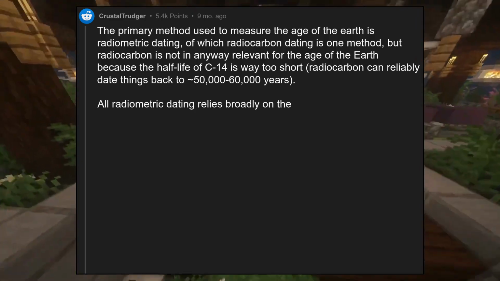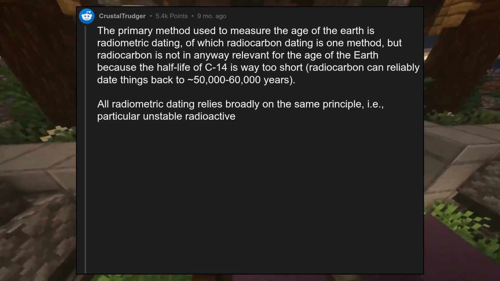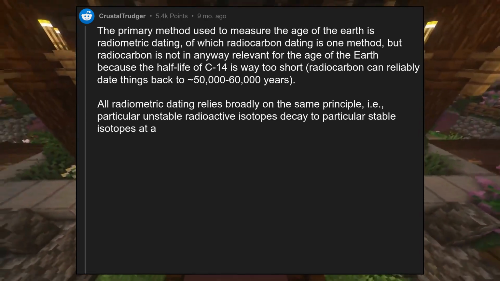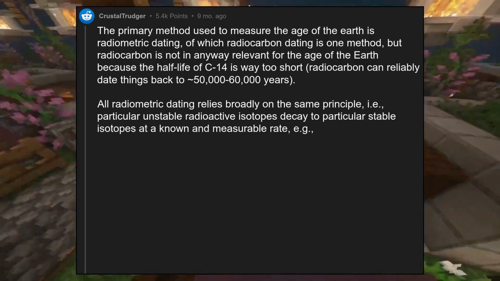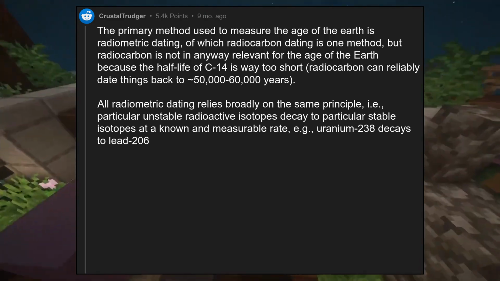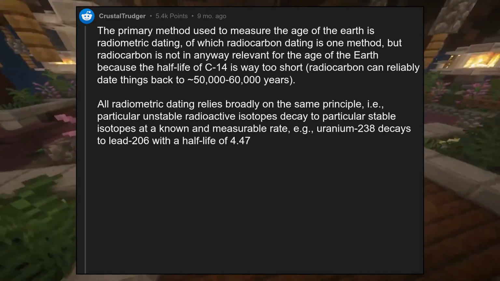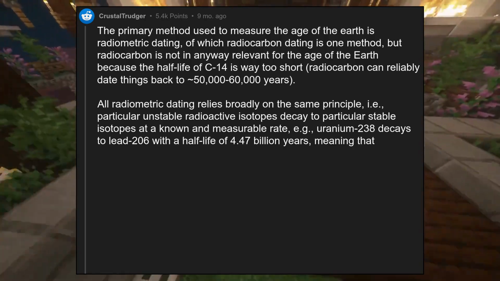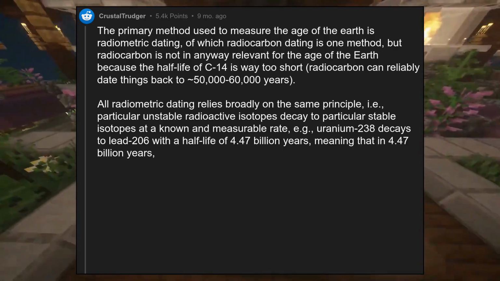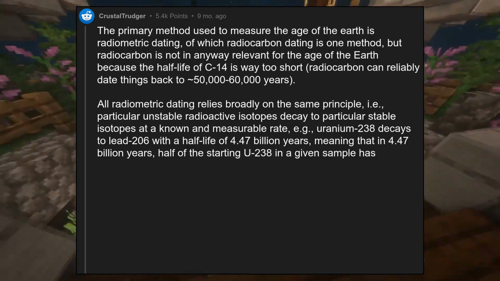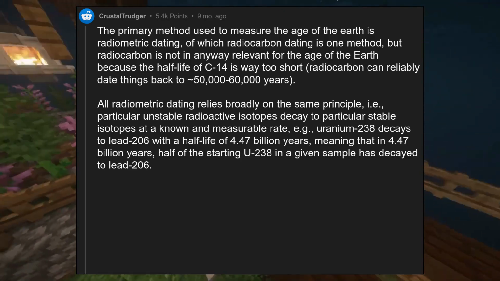All radiometric dating relies broadly on the same principle, i.e., particular unstable radioactive isotopes decay to particular stable isotopes at a known and measurable rate, e.g., uranium-238 decays to lead-206 with a half-life of 4.47 billion years, meaning that in 4.47 billion years, half of the starting U-238 in a given sample has decayed to lead-206.